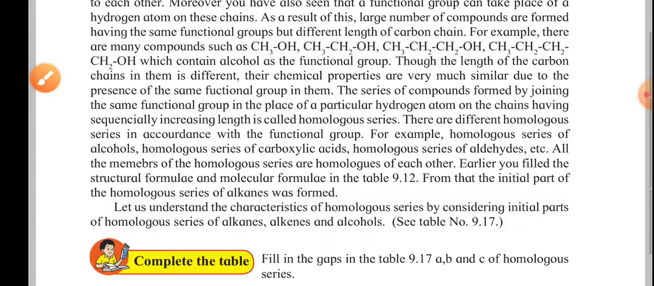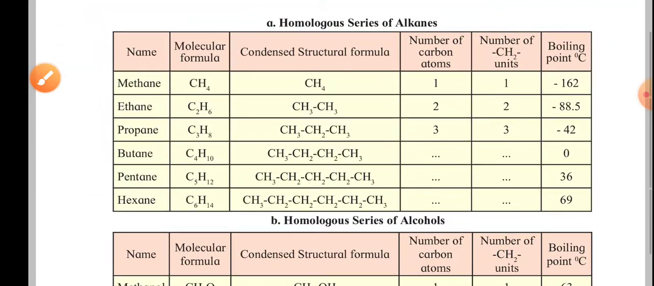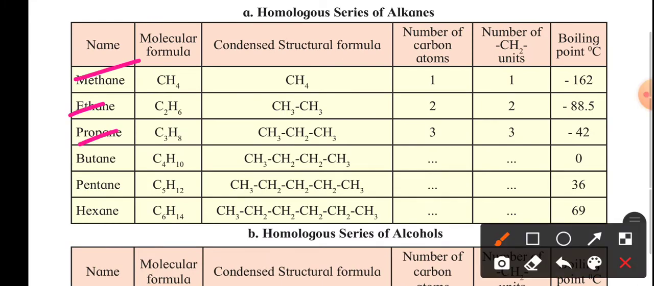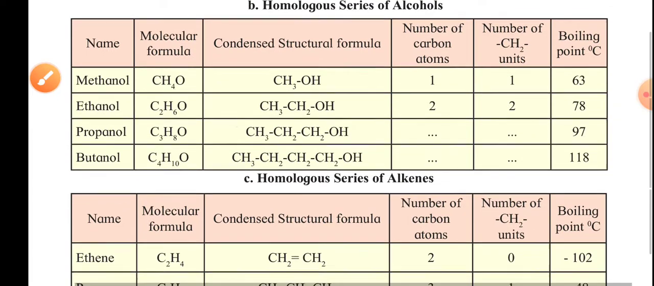Further, the next topic is the homologous series of alkanes. You can see over here methane, ethane, propane, butane, pentane and hexane. Here they have mentioned their boiling points, the number of CH2 units and the number of carbon atoms. Further is the homologous series of alcohols.